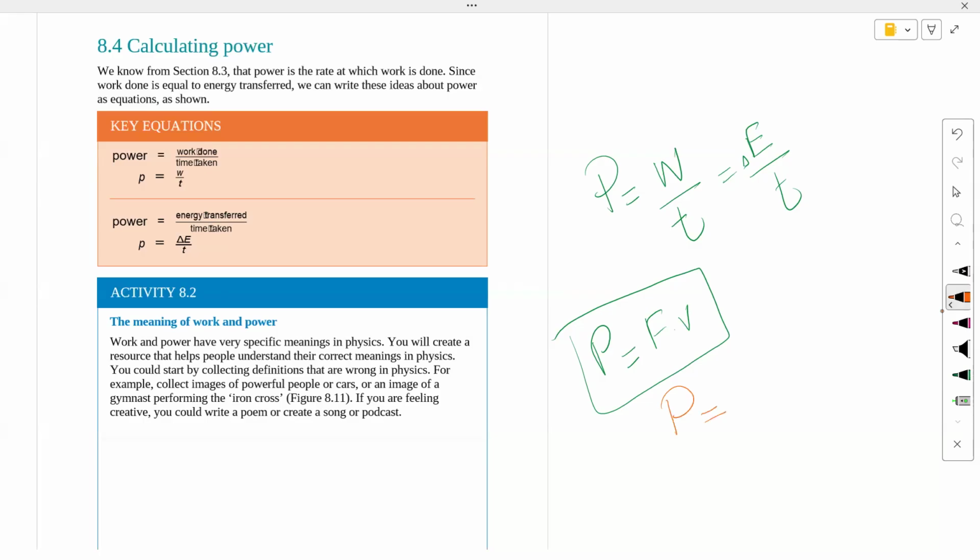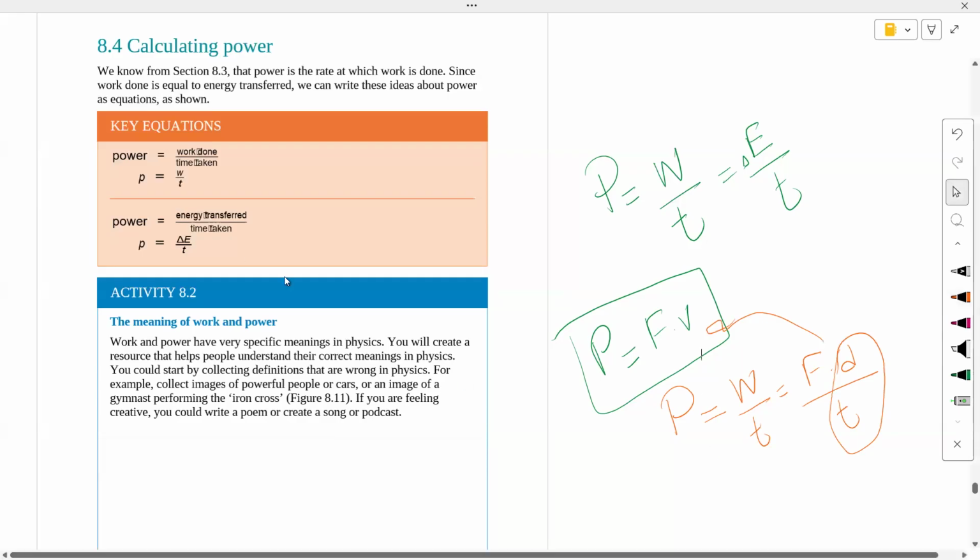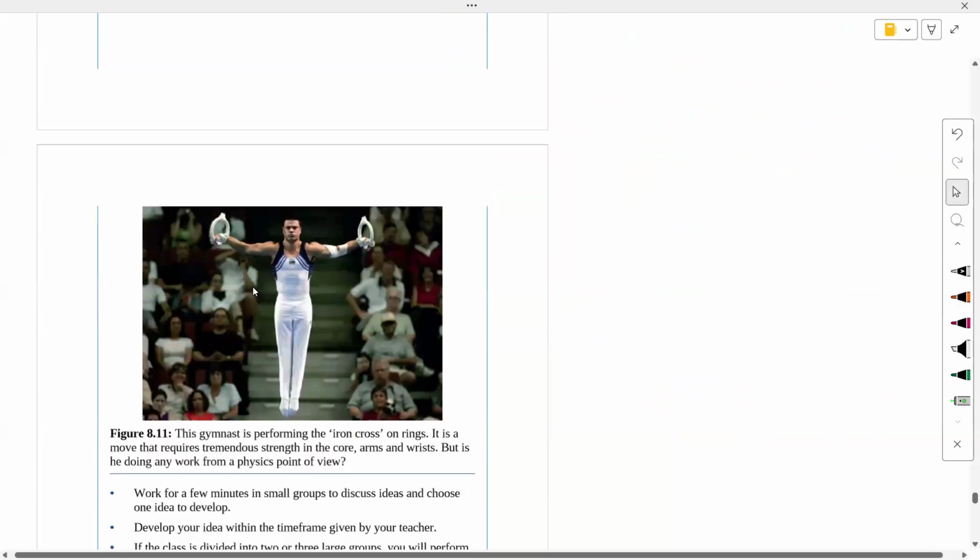We know that power is equal to work done over time. And we also know that work done is equal to FD. And we also know that distance over time is equal to speed, velocity. That's how power could also be equal to F into V.